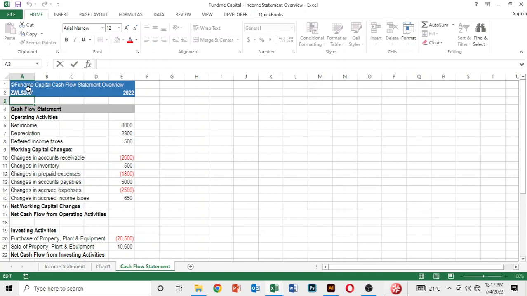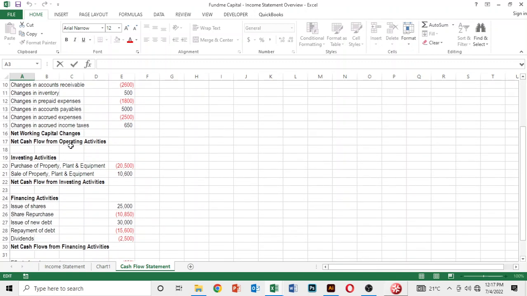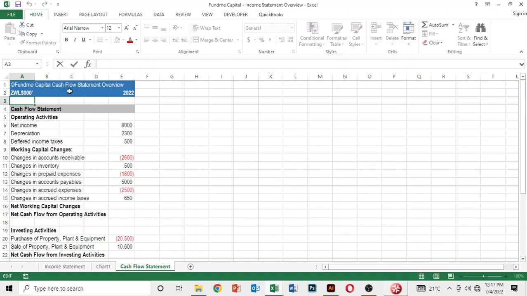Previously we looked at the three sections that are found on the cash flow statement. We looked at the operating activities, the investing activities, and lastly the financing activities. So this is the structure of an indirect cash flow statement. Today we are going to look at the cash flow statement items. Okay, so let's start with the operating activities section.